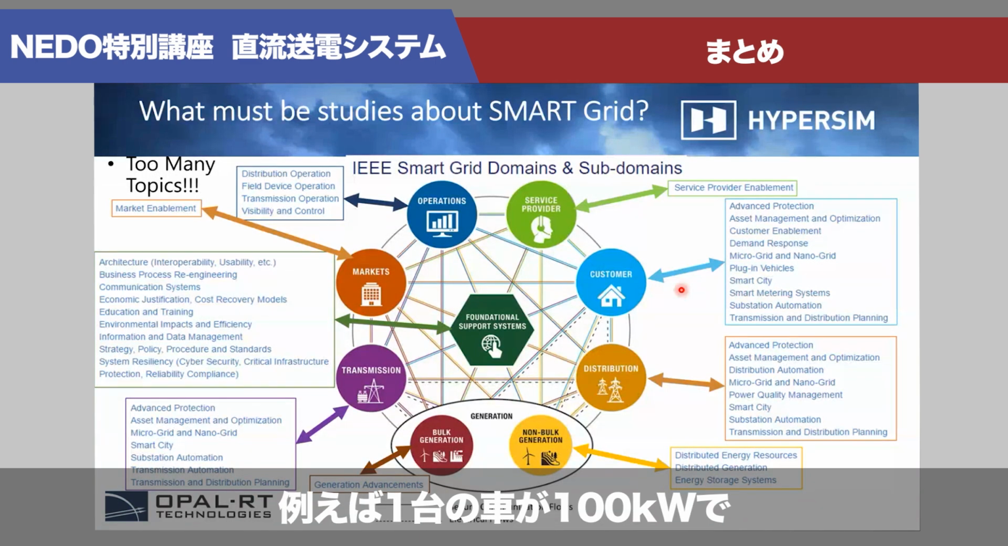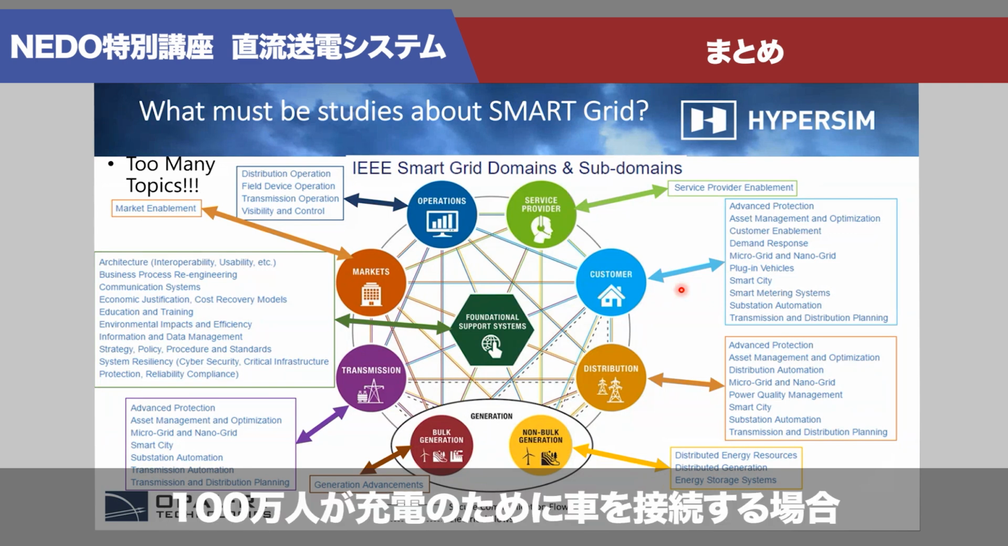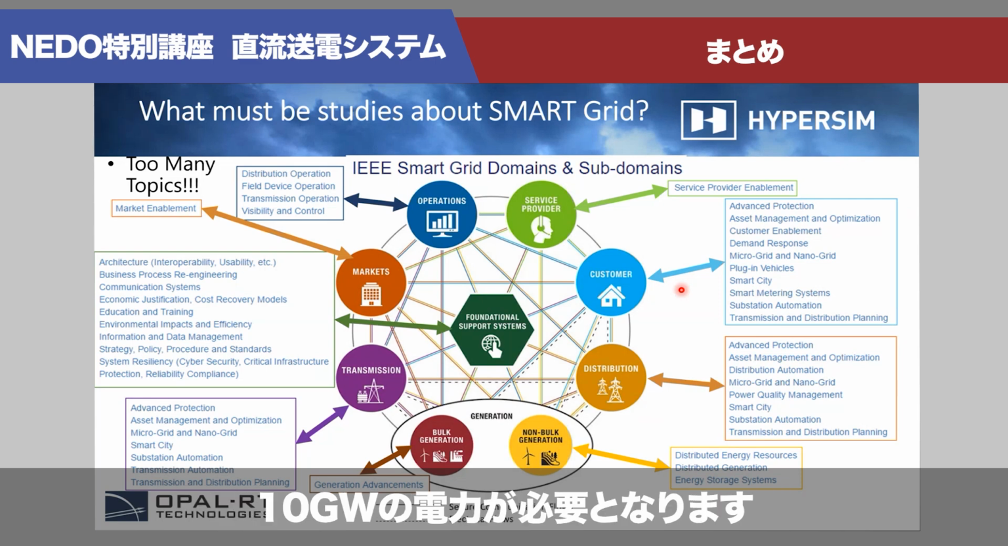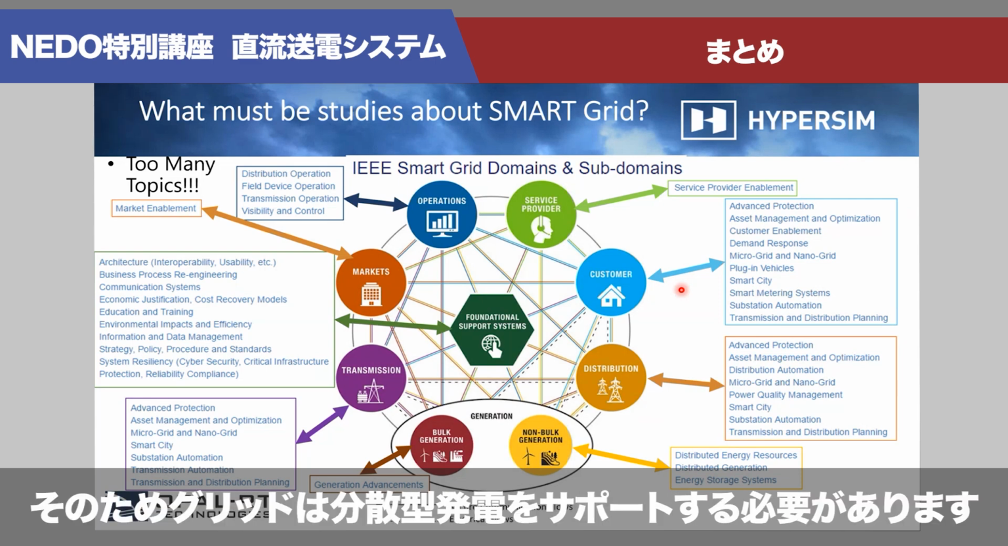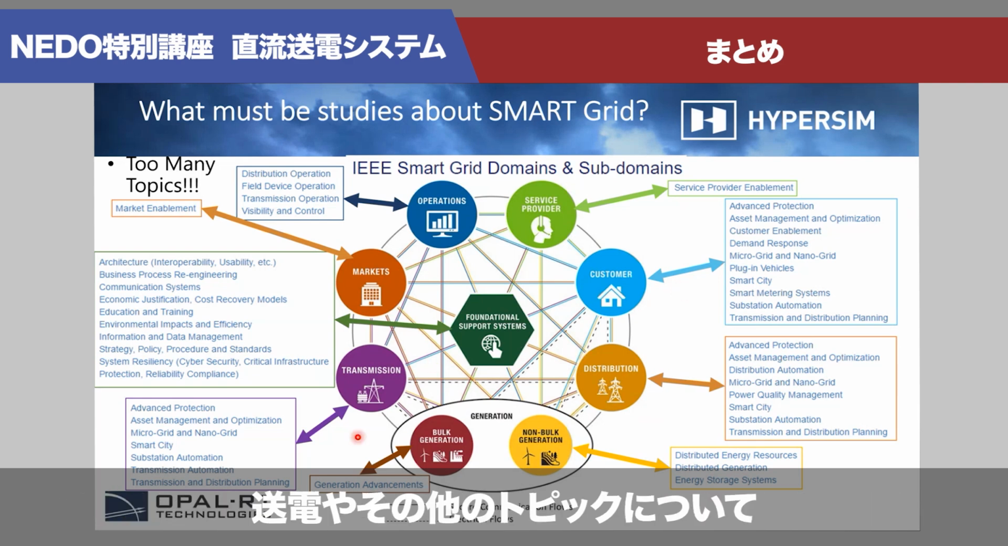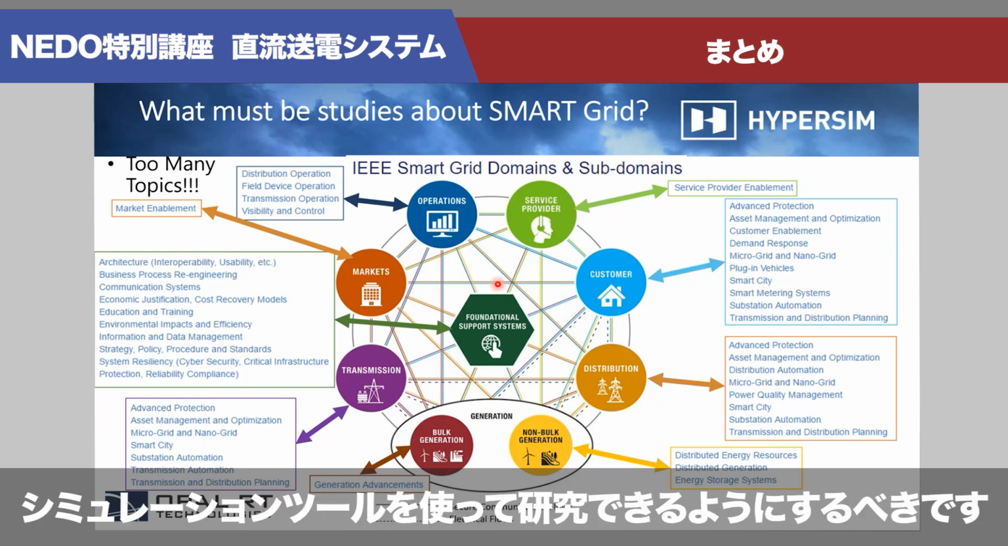By this I mean if one car is 100 kilowatt and you have 1 million people connecting their car for charging, well then you need 100 gigawatt of power. So the grid has to be able to support that. The distributed generation, the transmission, all the topics over here, simulation tools should be used to be able to study that.